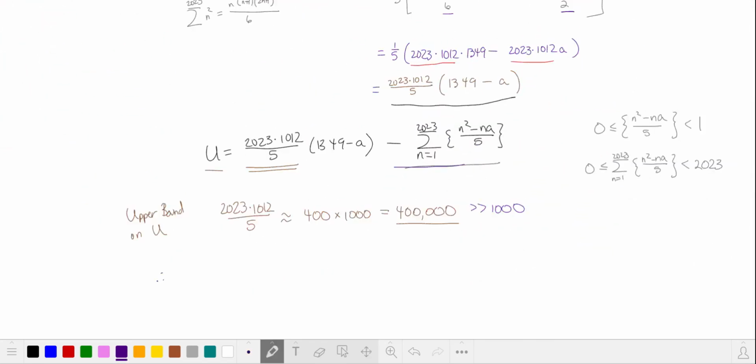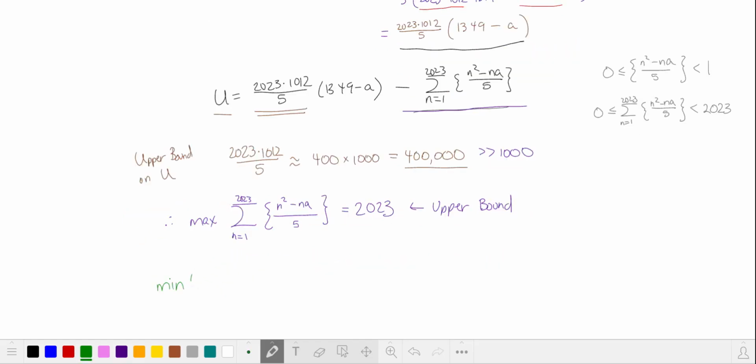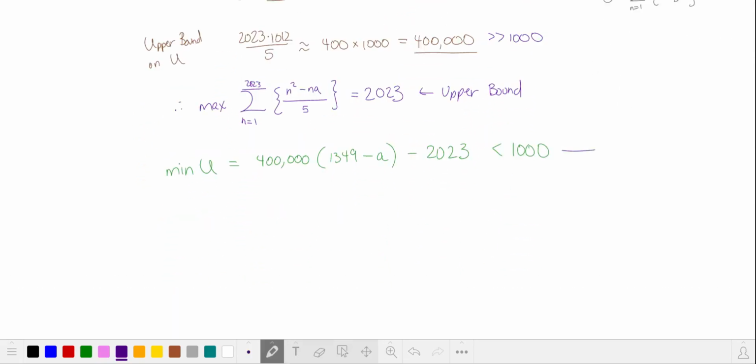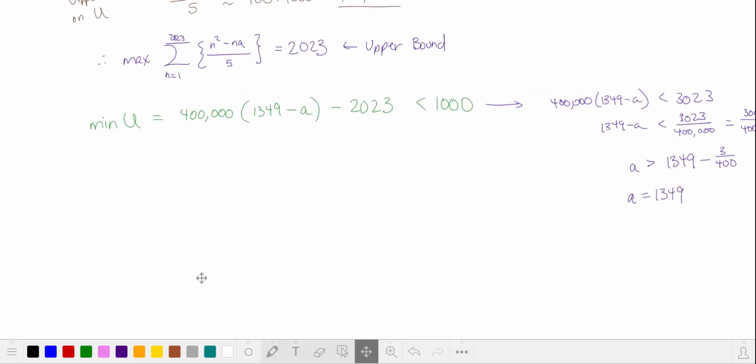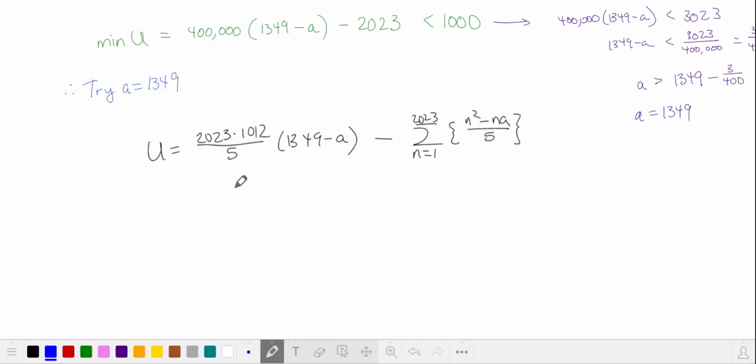So let's try to maximize the value of this second term. This is the upper bound of our fractional part. So the minimum value of u will approximate as 400,000 times this factor in terms of a, and then we'll subtract 2023. And we need this expression to be less than 1,000, our upper bound of our interval. Solving this inequality for a, and then approximating this, since a is an integer, let's start with a equal to 1349, and we'll see what happens. Here's our expression for u again.